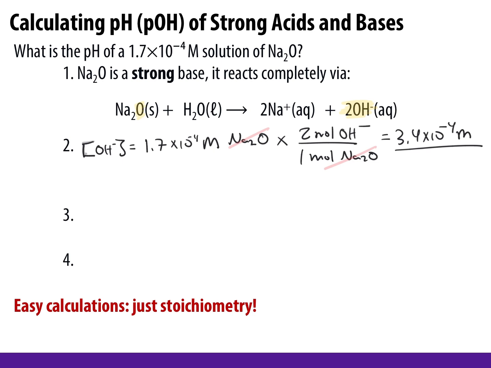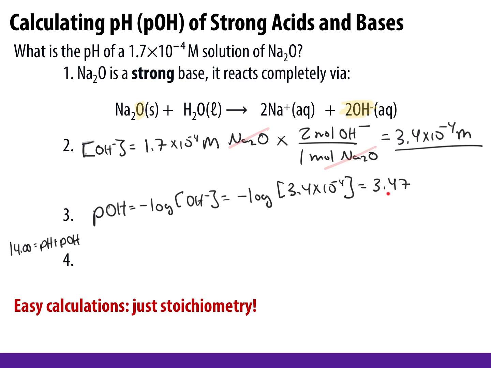Now we can rely a little bit on what we did earlier. There are a lot of ways to get from concentration of OH minus back to pH, but I think an easy way to do that is using our equation sheet to first get pOH. So pOH is negative log of OH minus.